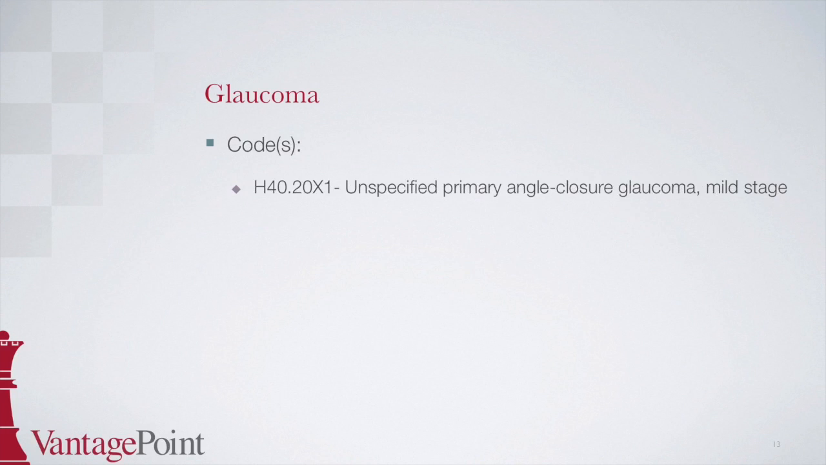The answer is H40.20x1, unspecified primary angle closure glaucoma, mild stage. Start by looking up glaucoma in the alphabetic index, then locate narrow angle indented below, which is followed by a note stating see glaucoma, angle closure.